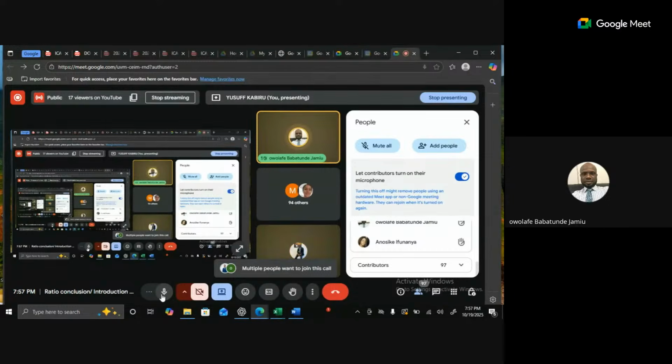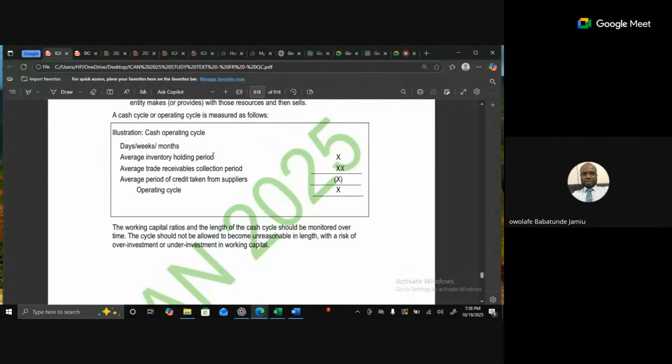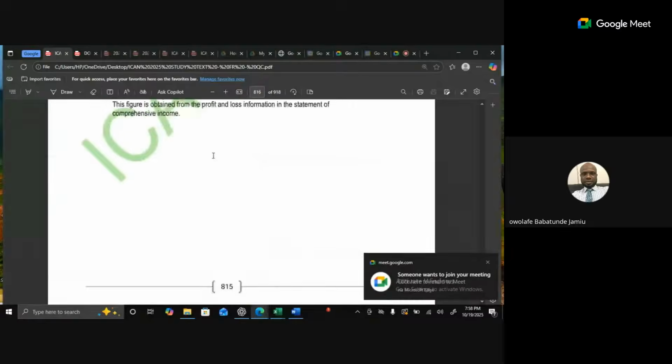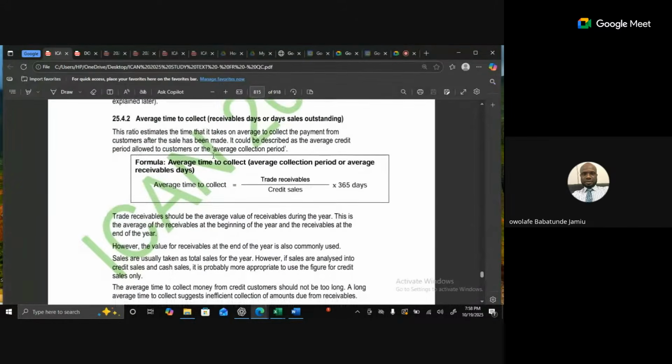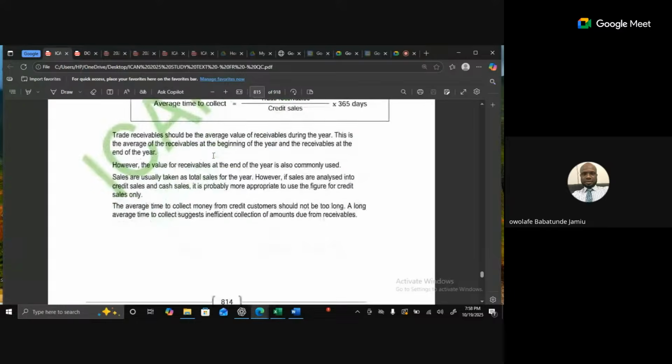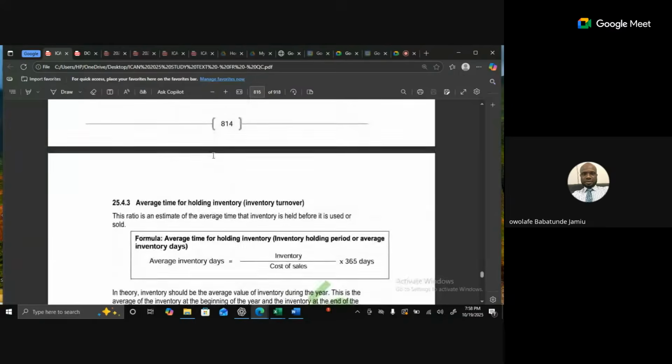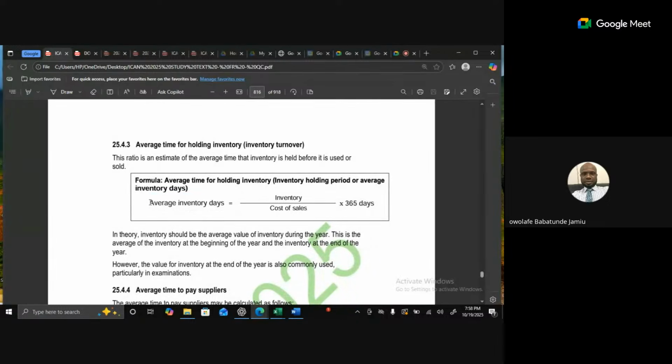The inventory turnover in times, while in days, you are looking at inventory over cost of sales. I just want to understand the formula for the inventory. Okay, let me go back to that place so that you can see it. Okay, I've seen it. Thank you.